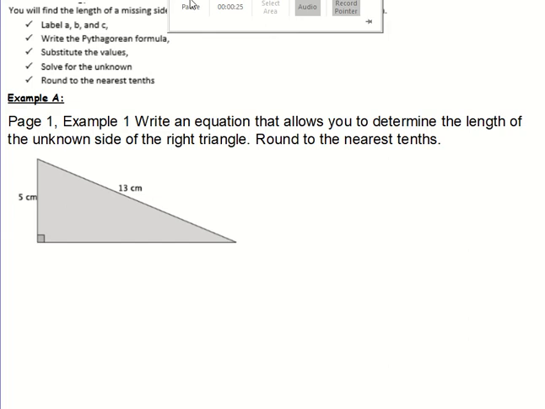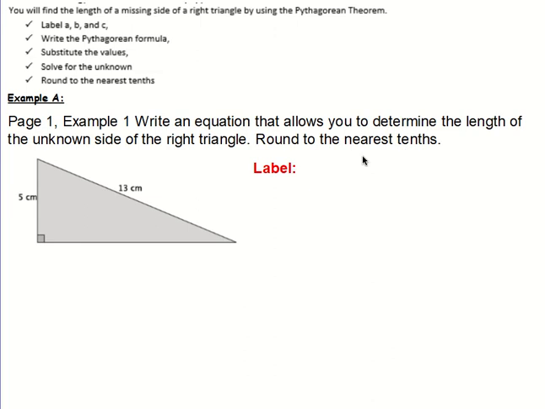Here's example A. Page 1, example 1: write an equation that allows you to determine the length of the unknown side of the right triangle, round to the nearest tenths. So our first step, we need to label A, B, and C.